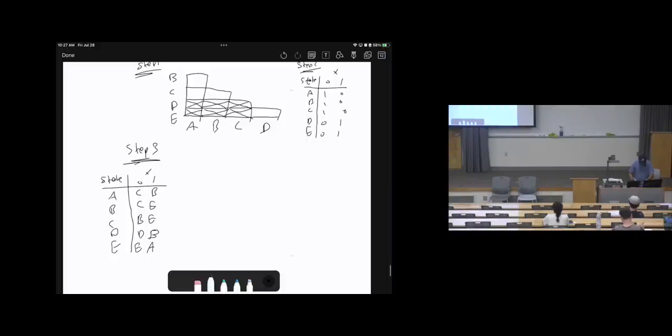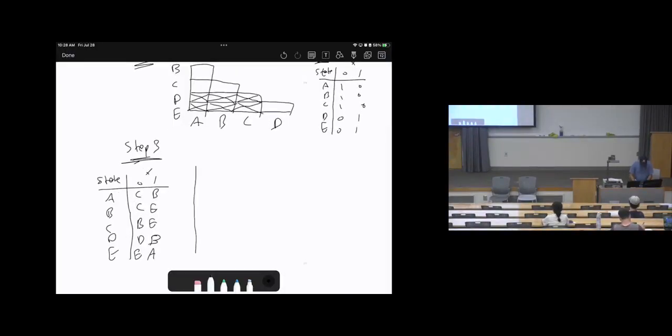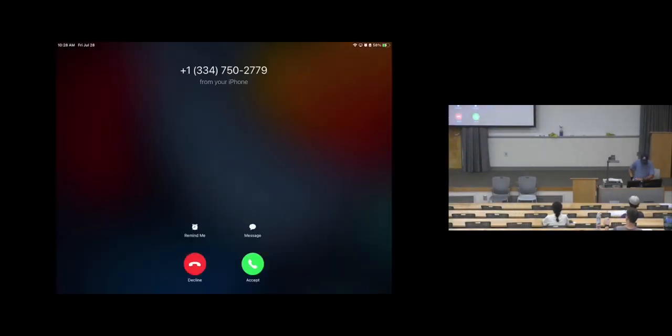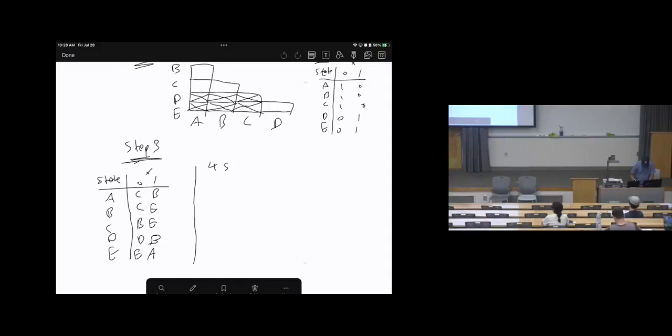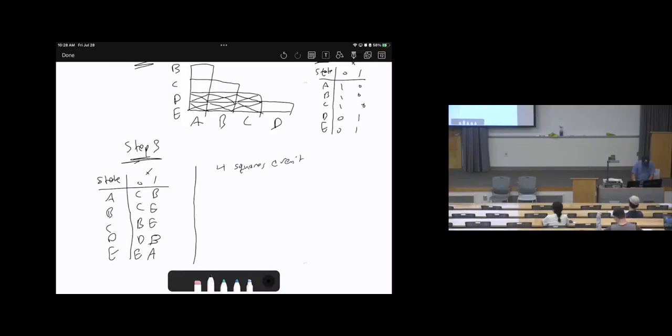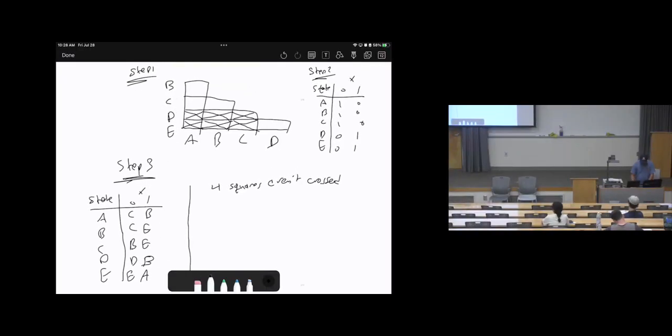Okay, so what should I do in step number 3? Step number 3 says that, look, how many squares remaining? We have 4 squares, right? Four squares are not crossed, right? What are these squares? A and B, right? This one, A and B, A and C, B and C, D and E, right?